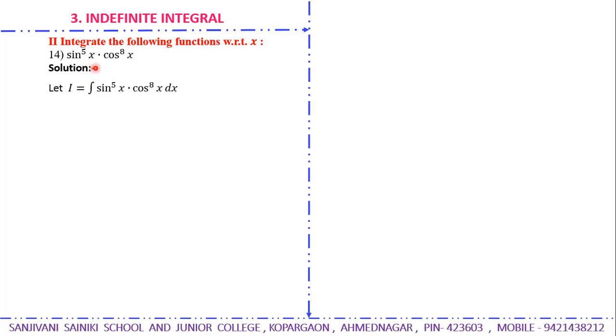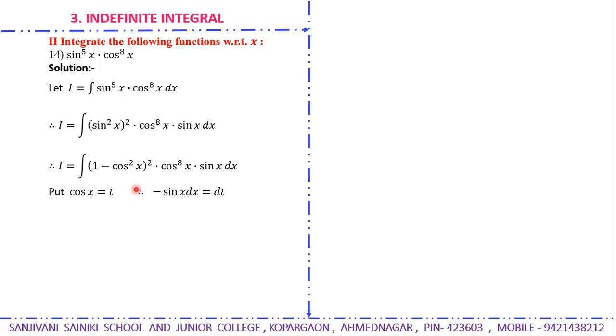Now sin raised to 5x into cos raised to 8x. We have to integrate these functions. So this sin raised to 5x can be written as sin square x, whole squared, into cos raised to 8x into sin x. Now this sin square x, I can write as 1 minus cos square x, and I will put the substitution cos x is equal to t. So minus sin x dx is dt, that is sin x dx is minus dt. So I is equal to integral of 1 minus t square, whole squared, into t raised to 8 into minus dt.